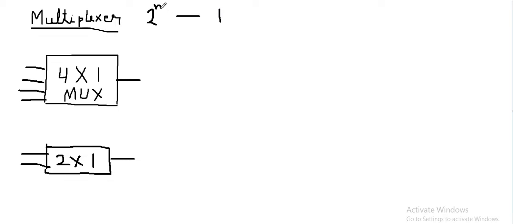So if you put n equal to 1, it becomes 2x1. When n equals 2, it becomes a 4x1 multiplexer, and when this value is 3, it becomes an 8x1 multiplexer. These are the 4 inputs, and how are these inputs selected so that at a time only one output is produced? It happens because of these selection lines.